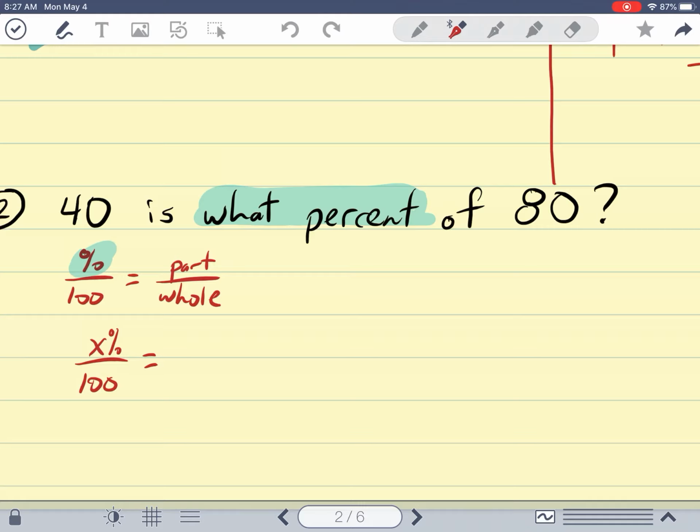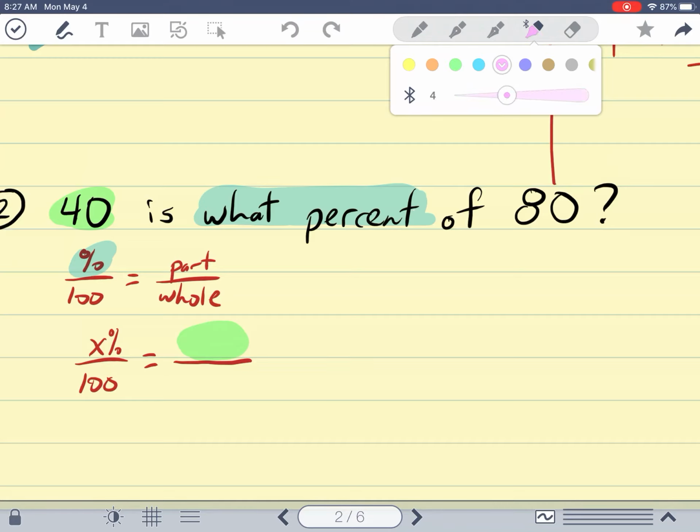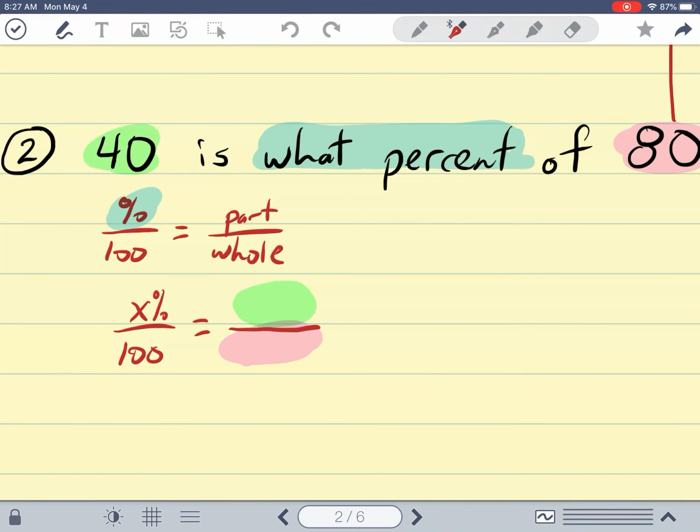Which of these is the part and which of these is the whole? The part is 40. Very good. And the whole would be 80. Excellent. Because it's asking you 40 is what percent of 80, that larger value is what we're looking at as the whole. So let's put 40 over 80. And now we have a proportion. So we've got to be able to solve for this proportion.